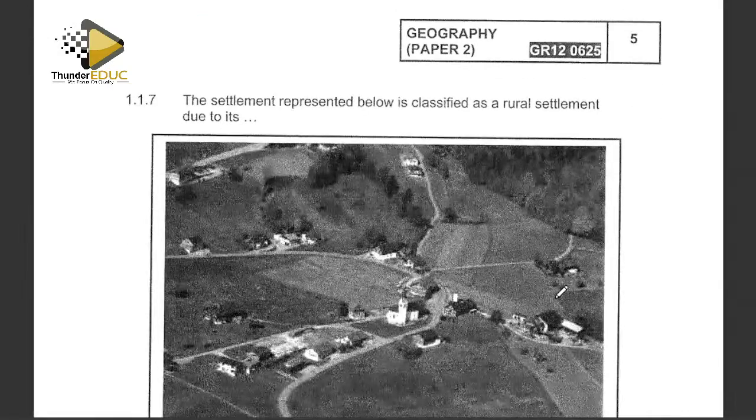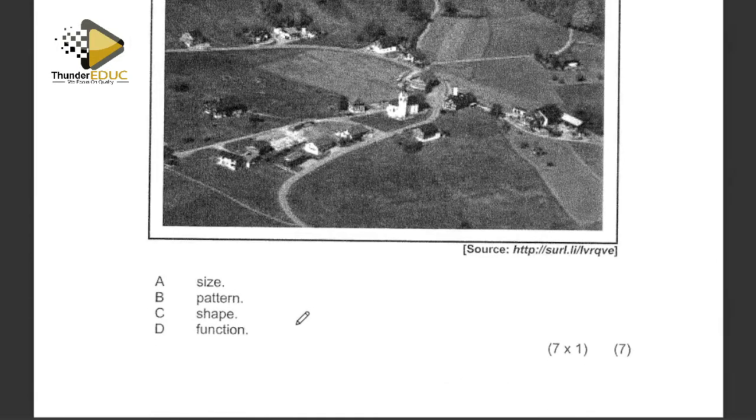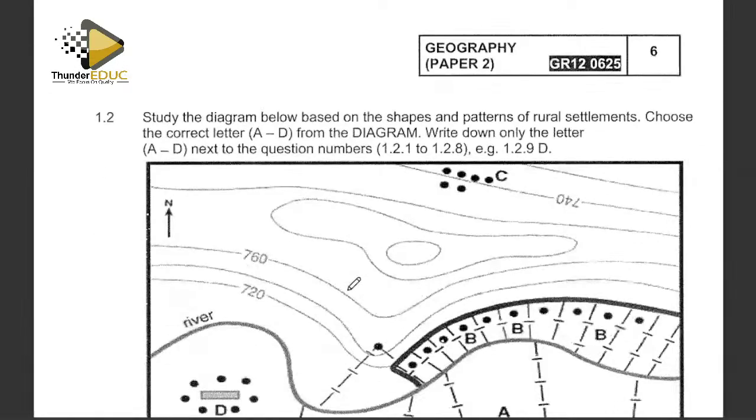The settlement represented below is classified as a rural settlement. What makes this one qualify to be a rural settlement? The key factor that we consider when grouping settlements according to rural or urban is the functions and also the complexity of the settlement. So here it's a rural settlement because of the function. If you check there, the main function is primary activities of farming. Primary activities, we know, dominate in the rural areas.